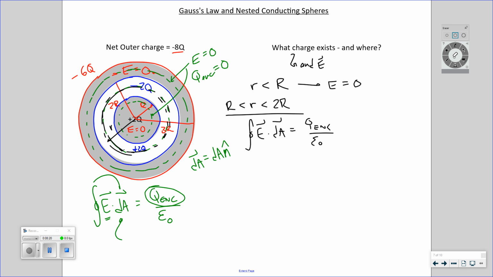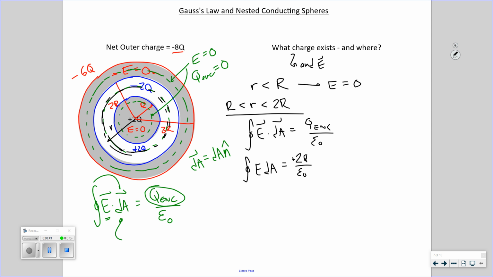And that means we can, if we're being super judicious here, turn this into the scalar product of these. Because we're really saying vector magnitude E times magnitude dA times the cosine of 0, and the cosine of 0 is 1. All right, so that's Q enclosed. So I'm going to start right now by saying that's 2Q over epsilon naught.